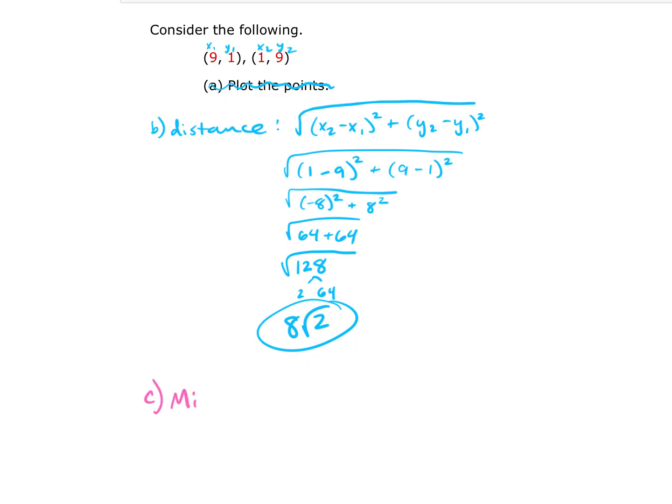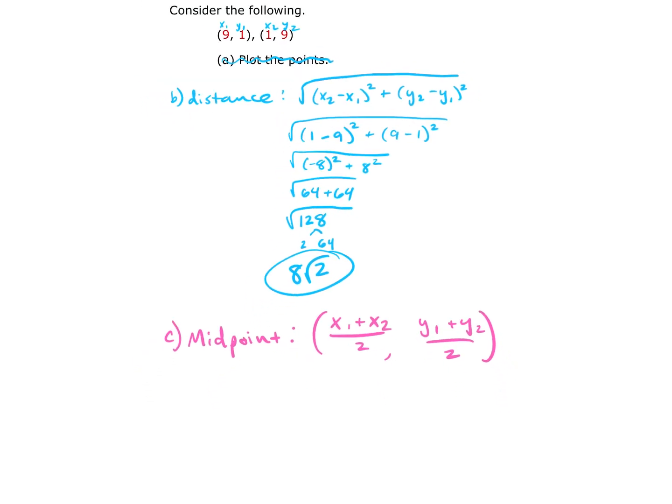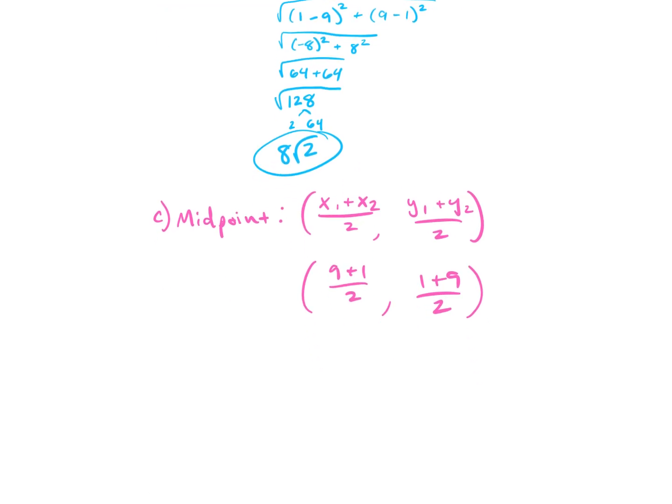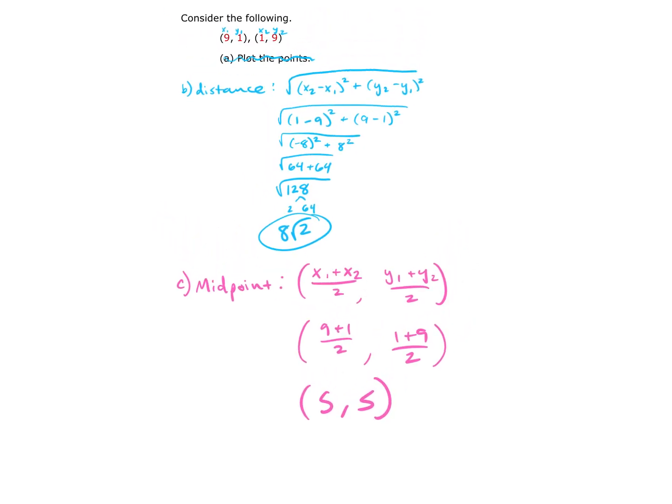Next, let's find our midpoint. So the midpoint formula is (x1 plus x2) over 2, comma, (y1 plus y2) over 2. So 9 plus 1 over 2 and 1 plus 9 over 2. We get 10 over 2, which would be 5. And then 10 over 2 is 5. So our midpoint is (5, 5).